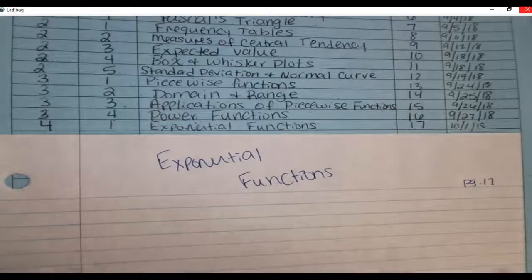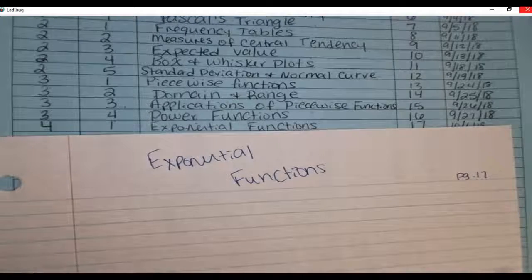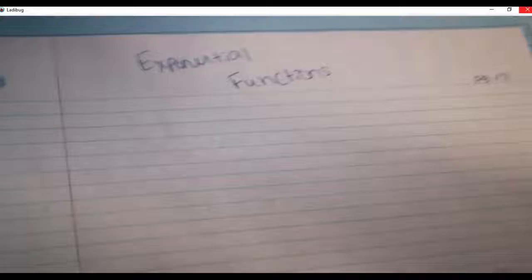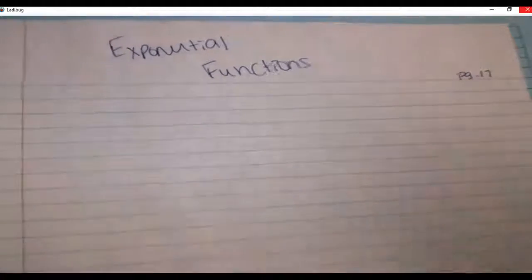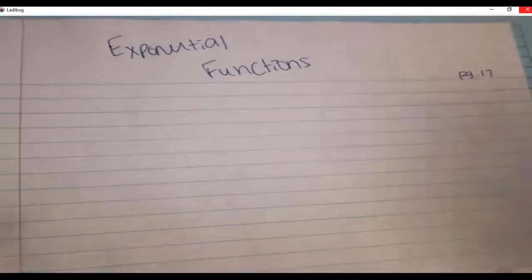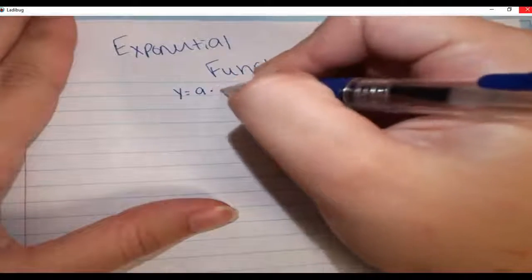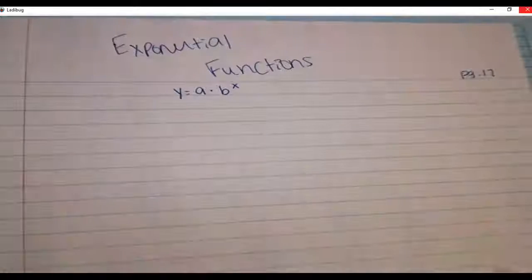Okay, so we're talking about exponential functions today. You should have talked about exponential functions in Math 1 and in Math 3. So we're just going to do a quick rundown of what you hopefully already know. So an exponential function is a function in the form y equals a times b to the x.